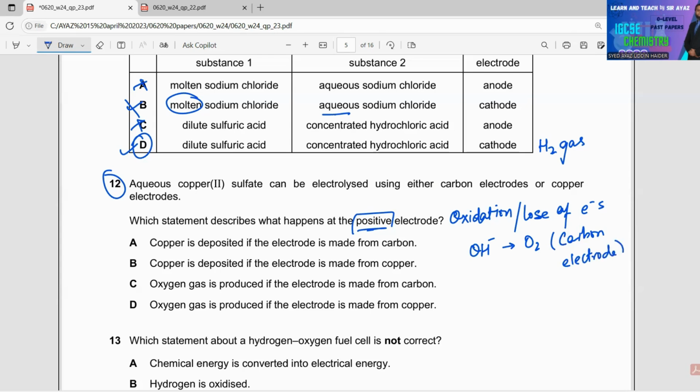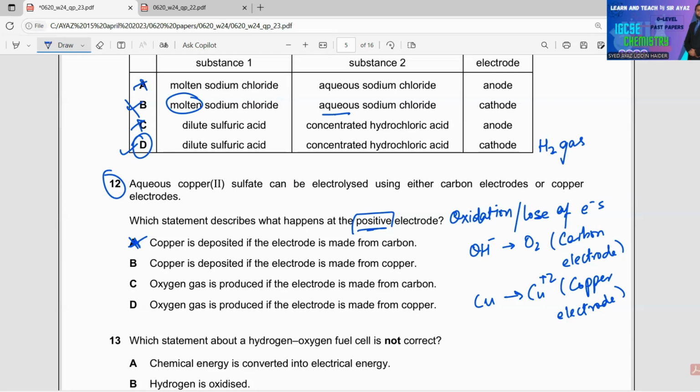What if you are having copper electrodes? You will get copper plus 2 ions. The copper anode dissolves. Now I'm reading the statements. A, copper is deposited if the electrode is made from carbon. Positive electrode, this is incorrect. You can't get copper at the anode if the electrode is made from carbon, because they are asking what is happening at the positive electrode, not the negative electrode. Copper will get deposited, but it will get deposited at the negative electrode, which is the cathode.